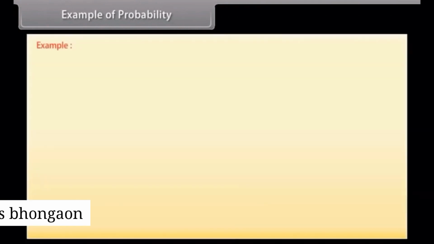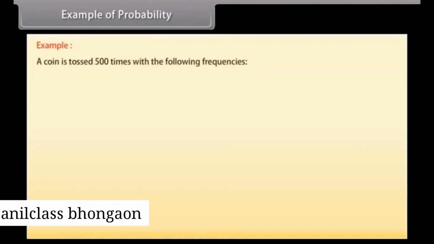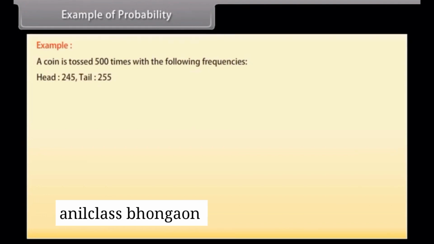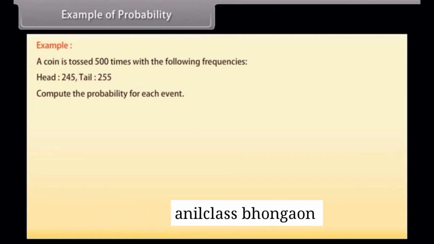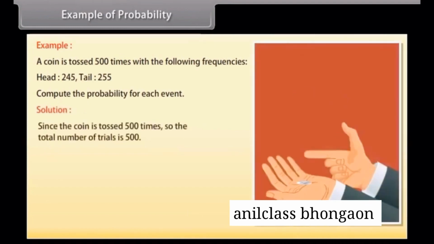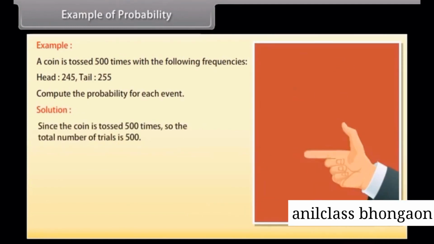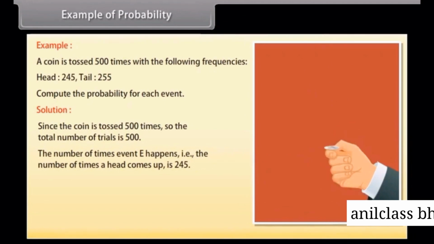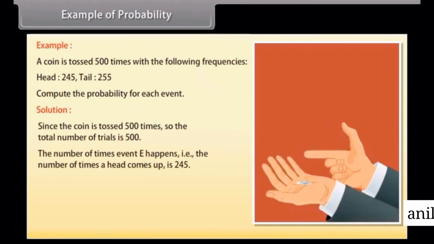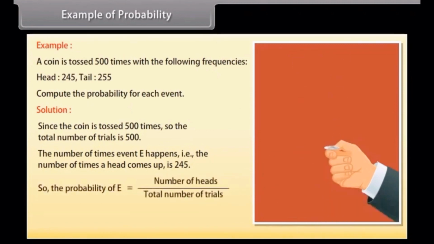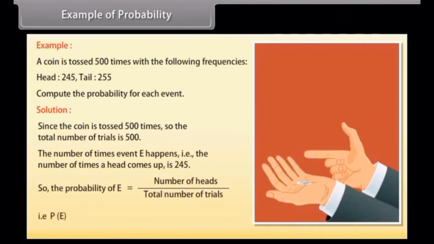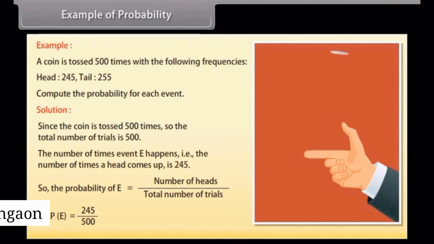Example of probability. Example. A coin is tossed 500 times with the following frequencies: head 245, tail 255. Compute the probability for each event. Solution. Since the coin is tossed 500 times, the total number of trials is 500. The number of times event E happens, that is, the number of times a head comes up, is 245. So the probability of E is equal to number of heads upon total number of trials, that is, P(E) is equal to 245 upon 500, which is equal to 0.49.